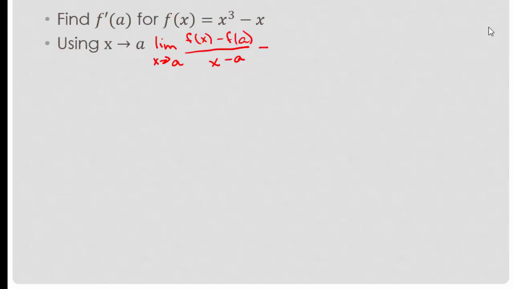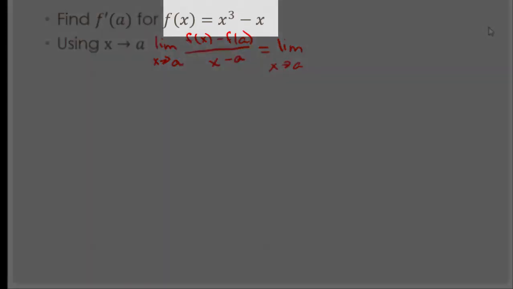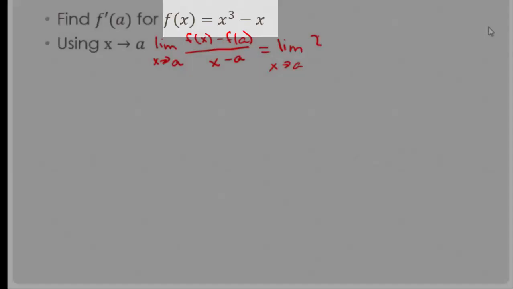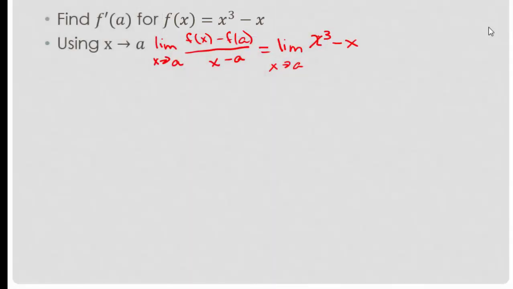When we do it this way, when we set it up, we're going to get the limit as x approaches a. We need f of x, which is your function as written. So that's x cubed minus x minus f of a, which is your function, only everywhere you see x, you plug in a. So minus a cubed minus a, watch those parentheses, all over x minus a. Now, you may be saying, but that's a lot easier to set up, and I won't argue. That is easier to set up.